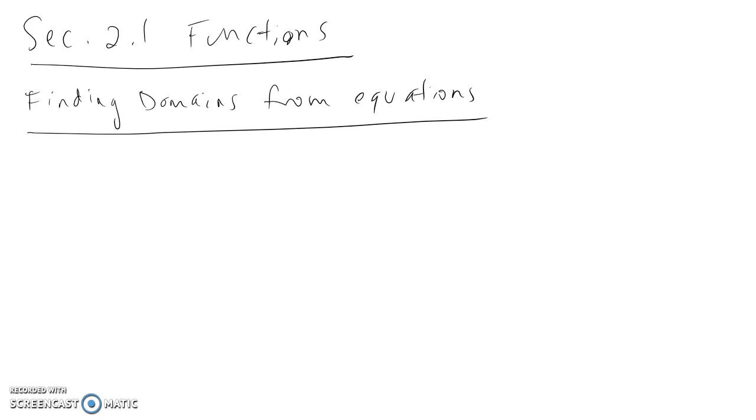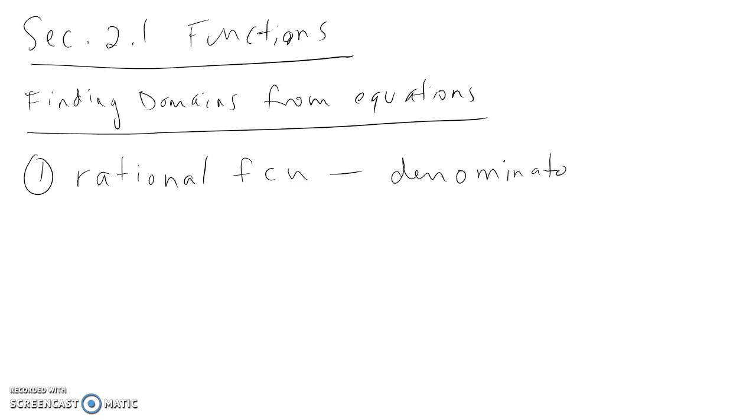There are three types of equations that we need to be careful with when we're looking for the domain of a function. The first one is when our function is defined by a rational equation. FCN is the abbreviation for function. In a rational function, we have a polynomial in the denominator, and since there's a denominator with an unknown, we know that the denominator cannot be equal to 0, because there is no function value defined where the denominator is equal to 0.